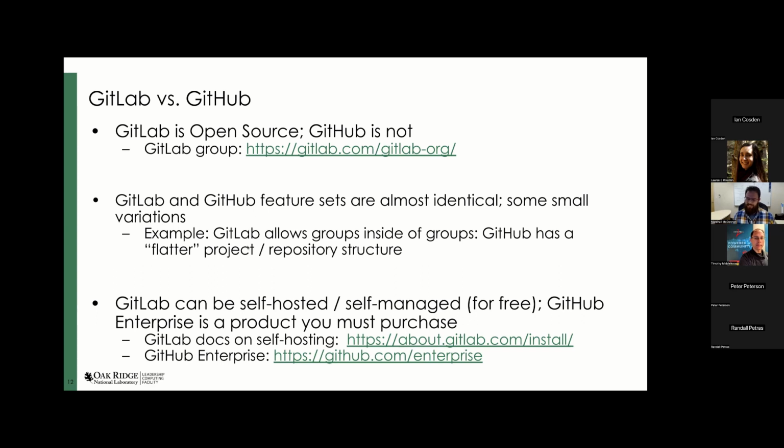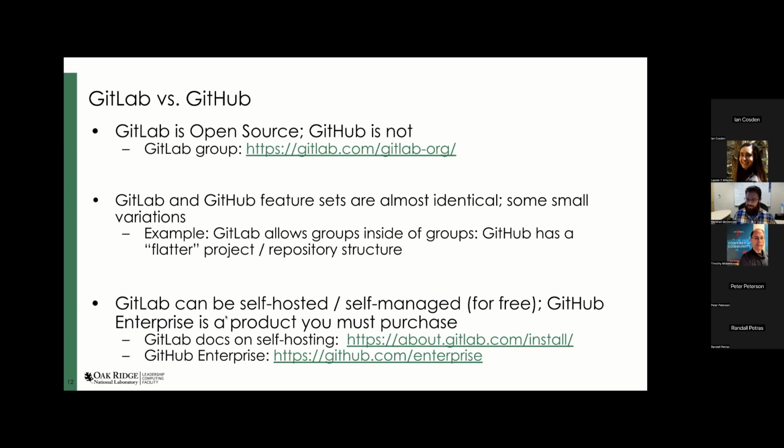Some examples where they differ though is GitLab does allow groups inside of groups inside of groups. So you can have a very nested type of structure, and we'll see that later. Where GitHub has a much flatter project repository structure for organizations.